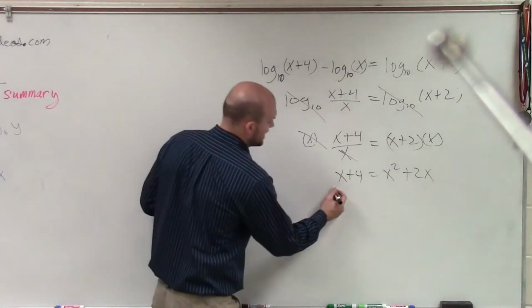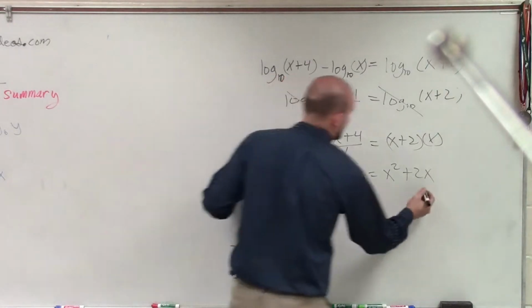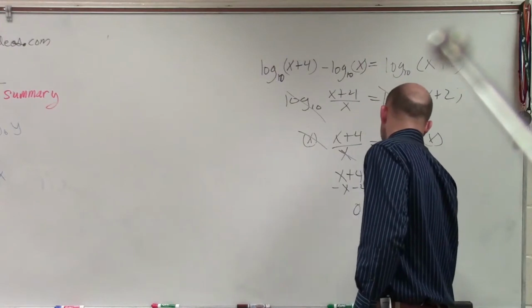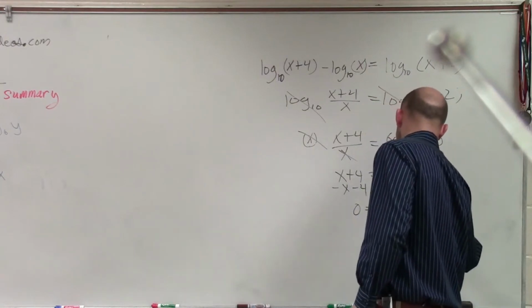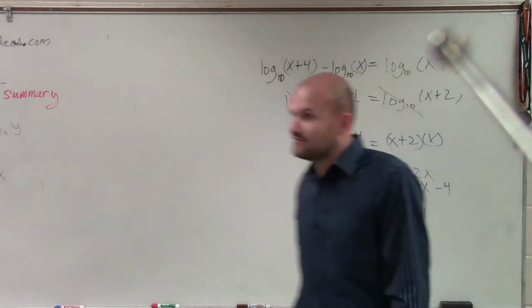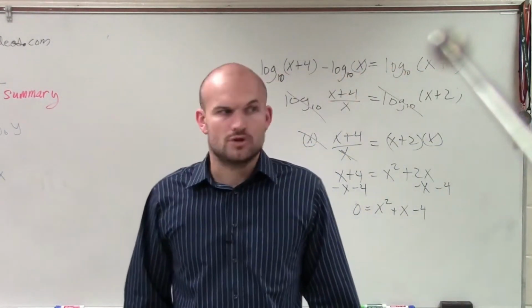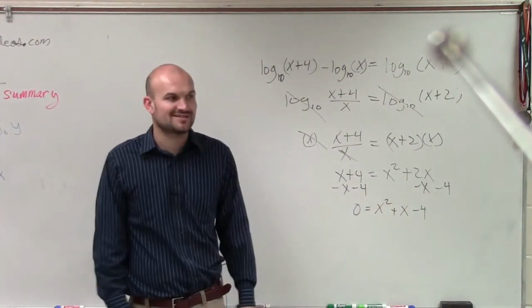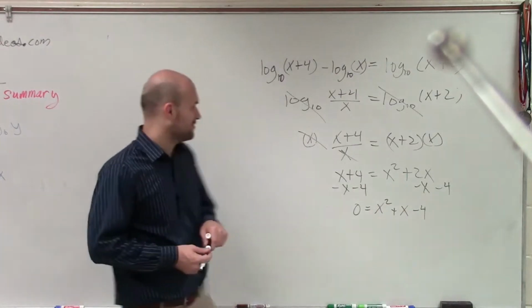Then I subtract the x and subtract the 4. So I have 0 equals x squared plus x minus 4. So we look at this and we say, all right, is it factorable? No. So how else can we solve something when it's not factorable? We can always go back to quadratic formula.